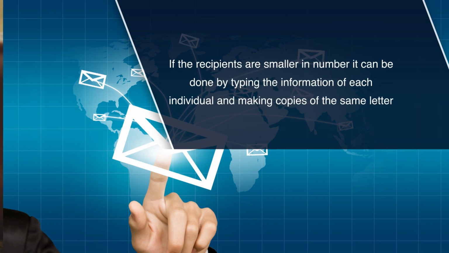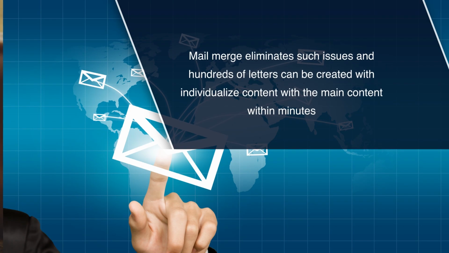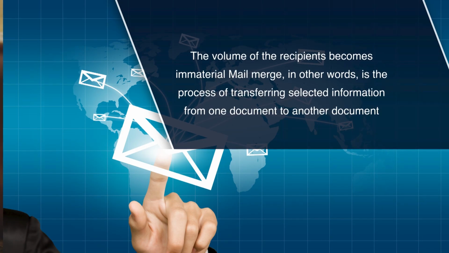If the recipients are smaller in number, it can be done by typing the information of each individual and making copies of the same letter. But if the number of recipients is huge, manual typing may be time consuming and prone to errors. Mail merge eliminates such issues, and hundreds of letters can be created with individualized contents with the main content within minutes. So the volume of recipients becomes immaterial, and mail merge, in other words, is the process of transferring selected information from one document to another document.